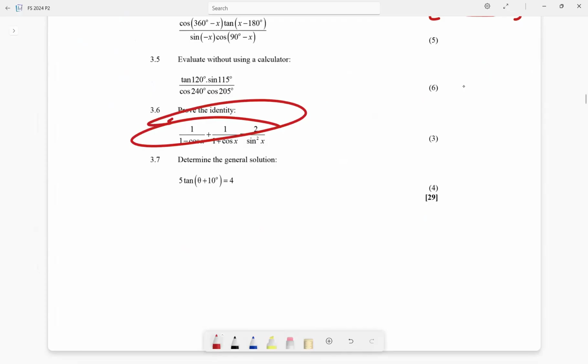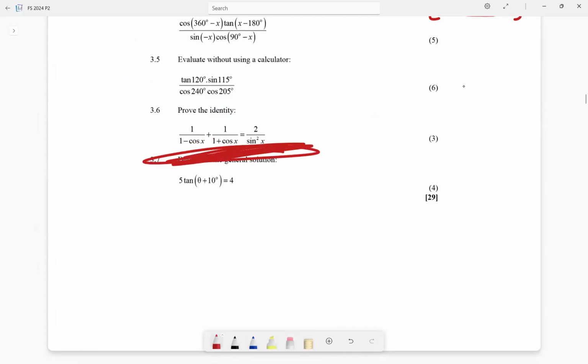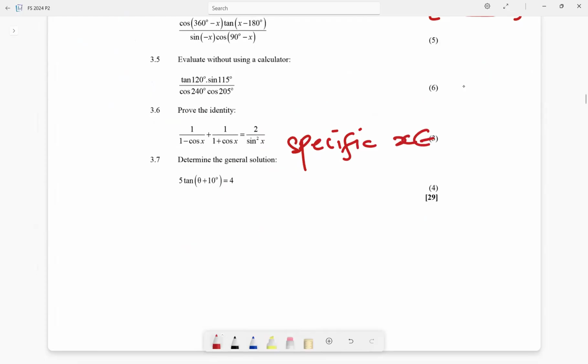Okay, we have proven that. Now we are coming to what we call the general solution. Remember, we have what we call general solution. This is what we have. And we also have the specific solution. The specific solution is when you are given x is an element of from 0 to 180, maybe something like that. Yeah, but okay, sharp.